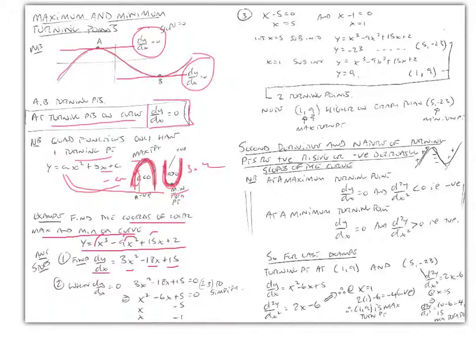Okay, and when dy dx equals 0, we'll let all of that equal 0, but we can simplify this equation by just dividing every term by 3. So we'll have x squared minus 6x plus 5 equals 0. And we'll find the factors of that expression, x minus 5 and x minus 1. So x is equal to 5 or x is equal to 1, because we let them equal 0 here.